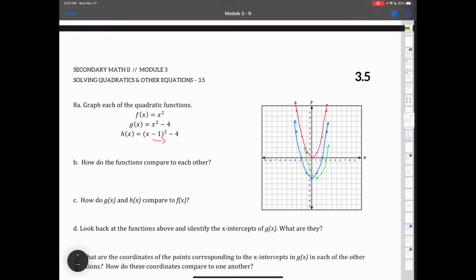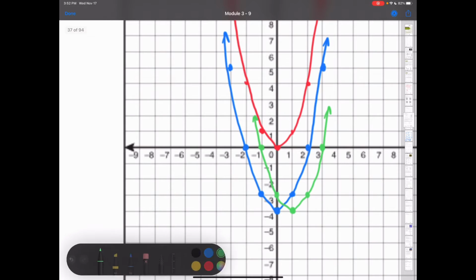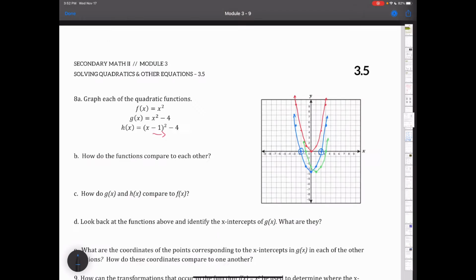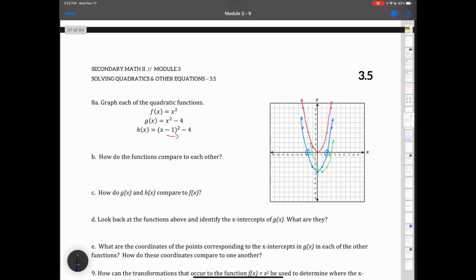Then looking at d, look back at the functions above and identify the x-intercepts of g of x. So if we look at g of x, the x-intercepts are at -2 and 2. So that's our first step. We've got -2, 0, and 2, 0.